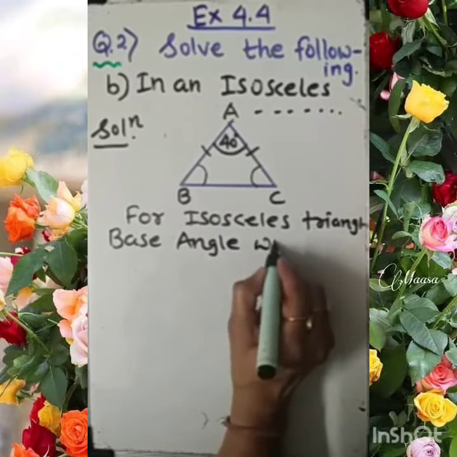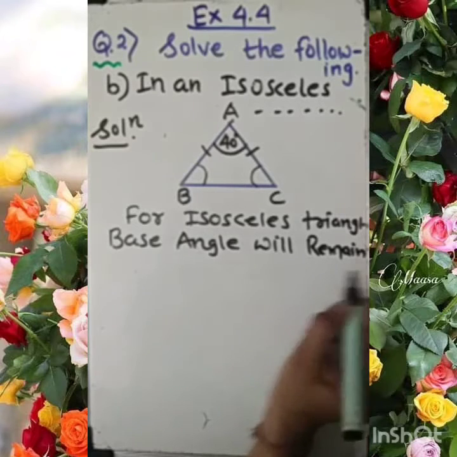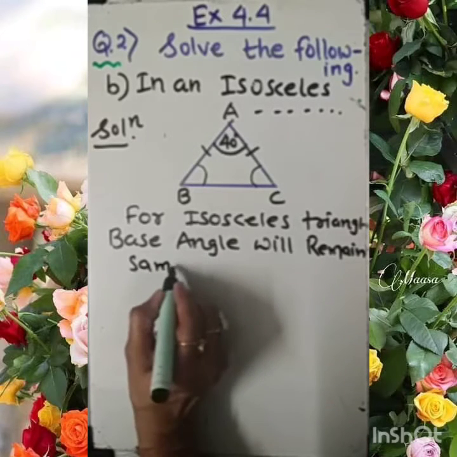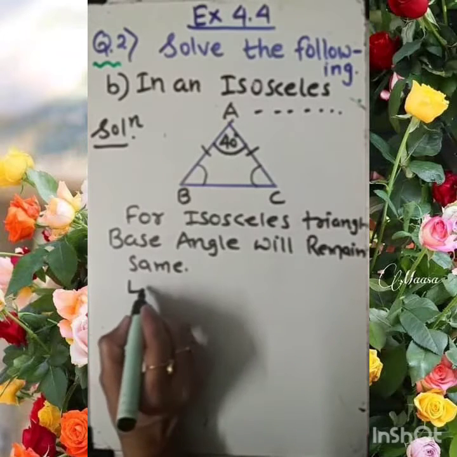Base angle will remain the same. Please remember this. This is the property of a triangle. For an isosceles triangle, the base angles will remain the same. But we do not know the base angle. It is not given. So we are now assuming.